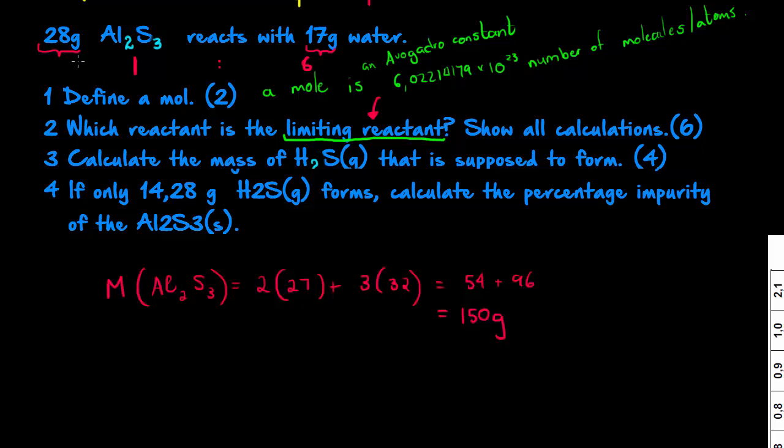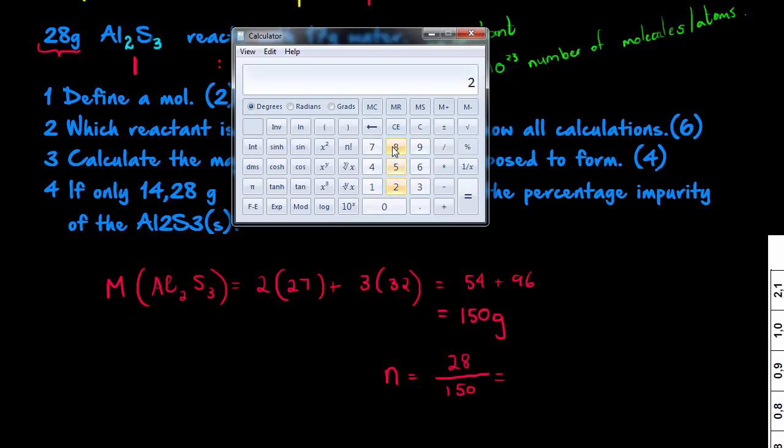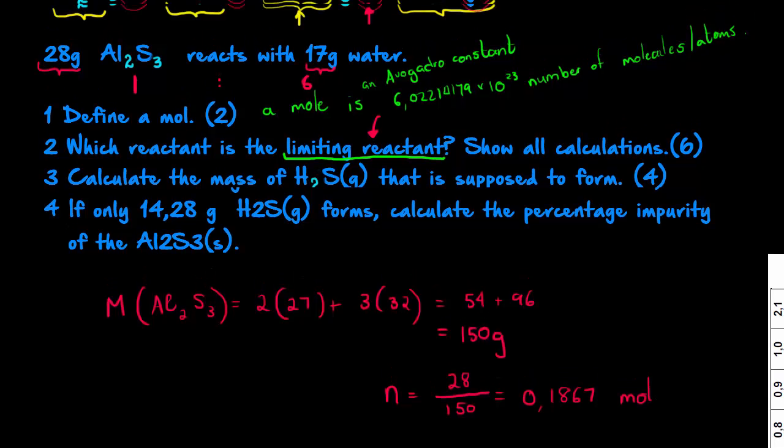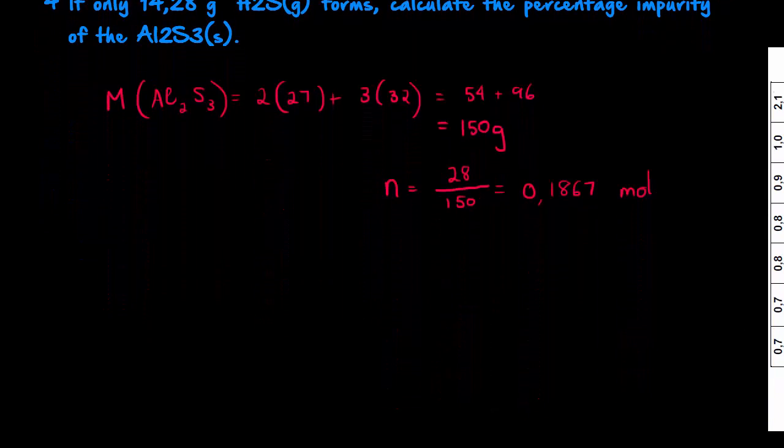Okay, I have less than that. So let's work out how many moles I have. Well, I have 28 grams, and for every 150 grams I will have 1 mole. So if we calculate that, 28 divided by 150 gives me 0.1867 moles.